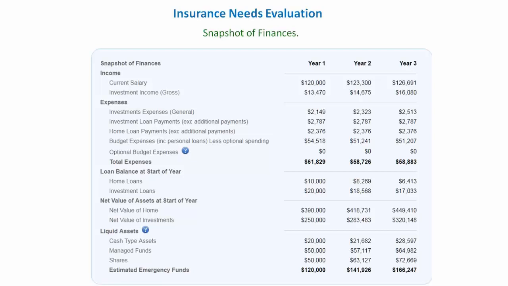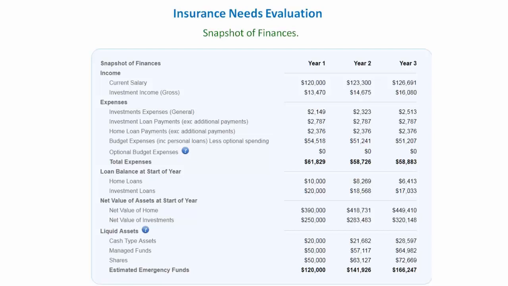The first item you will see is a snapshot of your finances for each of the first 3 years of the plan. This snapshot will list your current salary, which may not be available, together with any investment income, your expenses. You will note there is a line called optional expenses. When you create your advanced plan personal budget, you can tick the optional expense box. An optional expense is an expense you can suspend for a time if you are not working and would not spend that money if your income was severely impaired.